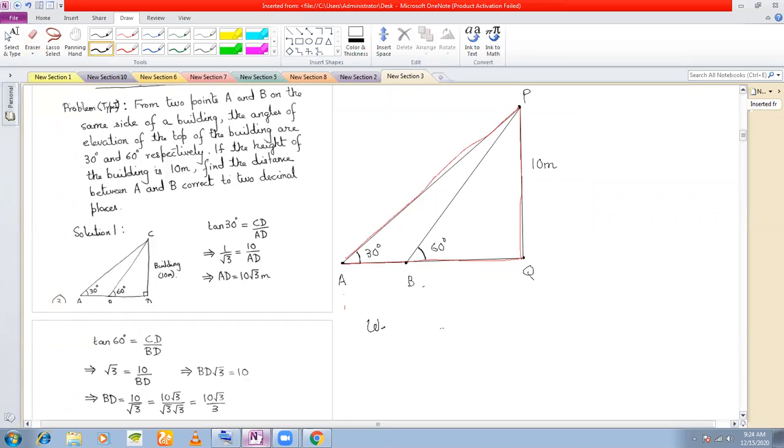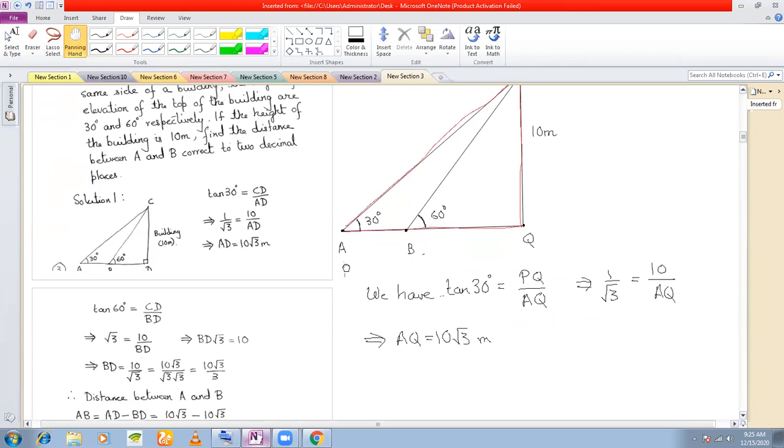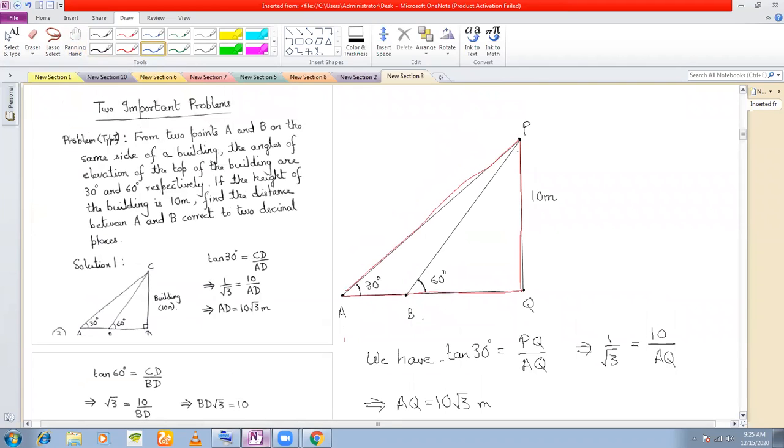So we have tan 30 is equal to PQ by AQ. We need to calculate AQ actually. Now tan 30 is how much? 1 by root 3. And PQ is given to be 10. And we need to calculate AQ. That means AQ is 10 root 3 meters. Keep it in this manner only, because we still need to work with it. Now we'll consider another right angle triangle. We'll consider this right angle triangle.